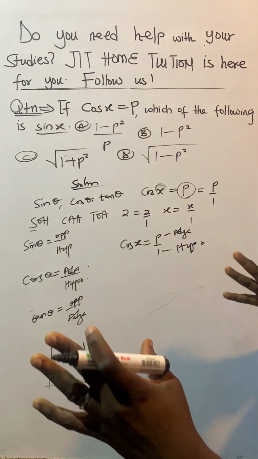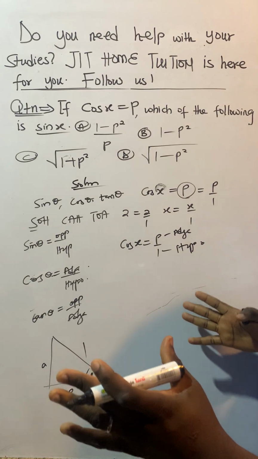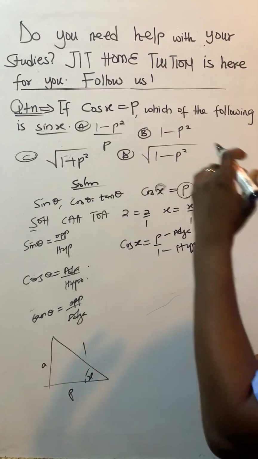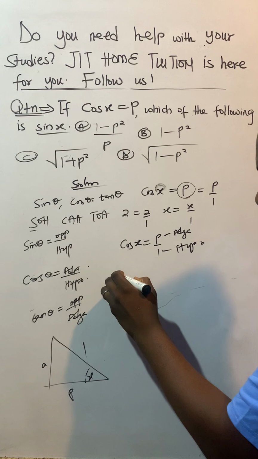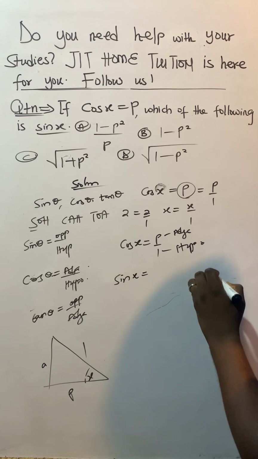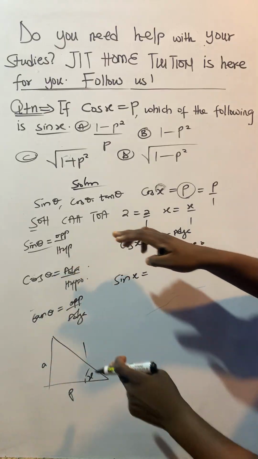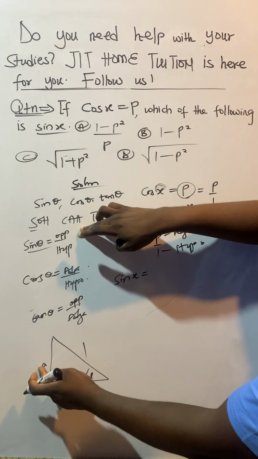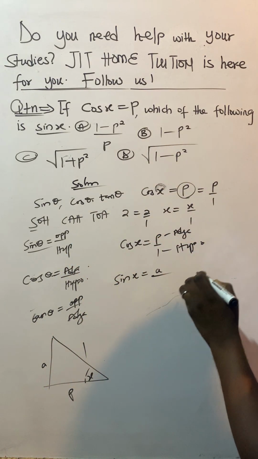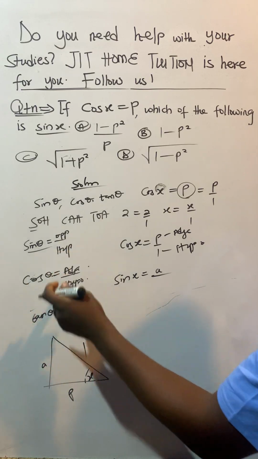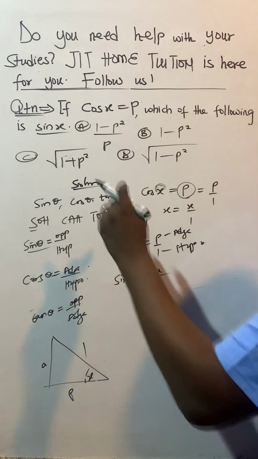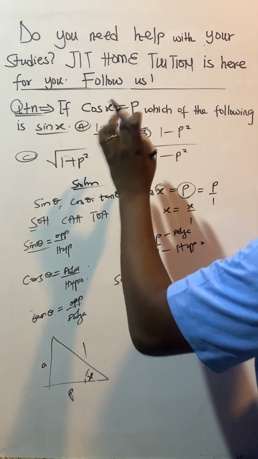Now they want us to find what? Sine x. How do you go about finding sine x? Now we just said over here that sine x, looking at sine, it should be opposite over what? Hypotenuse. So look at it, where is the opposite? In this case it is a. So that will become a over the hypotenuse, which is what? 1. But you don't find that one in the options over here.